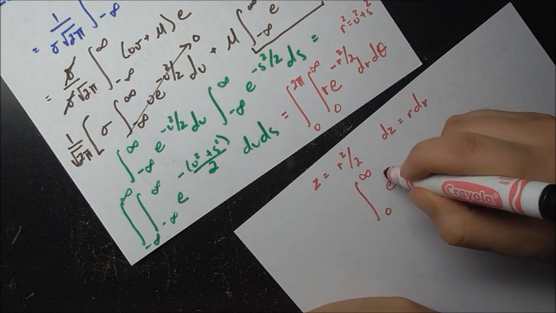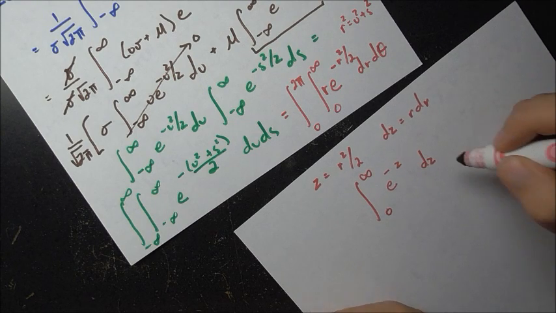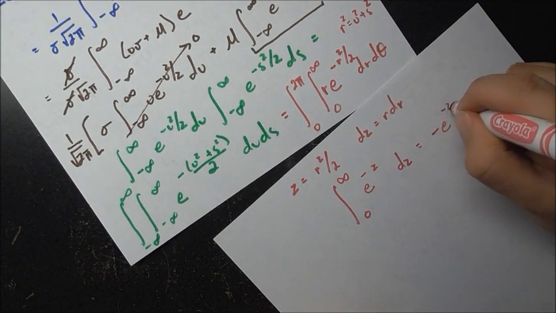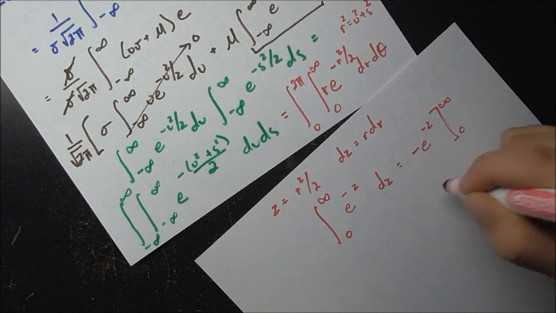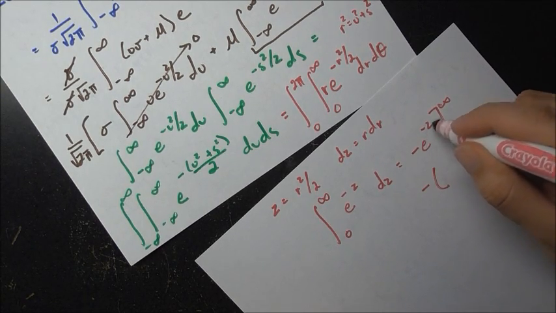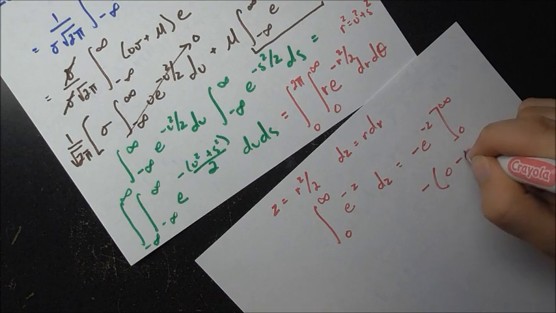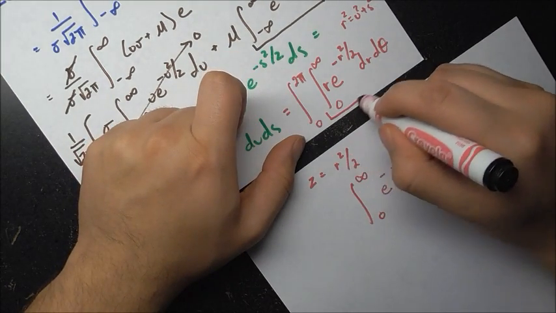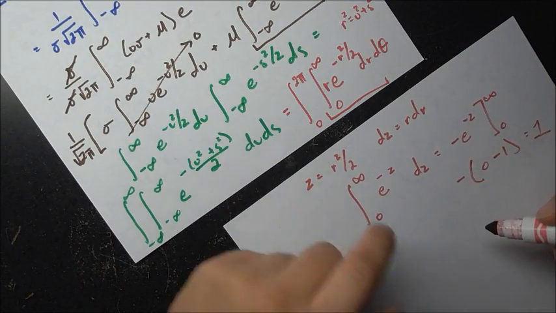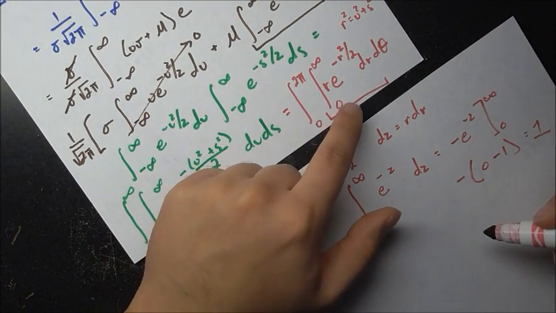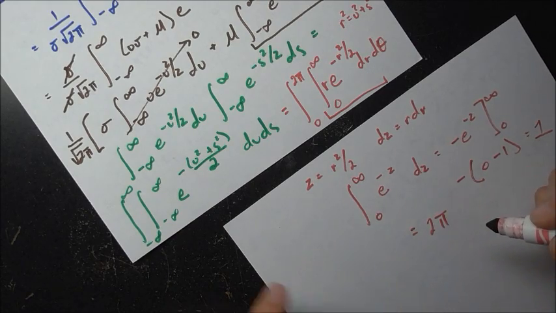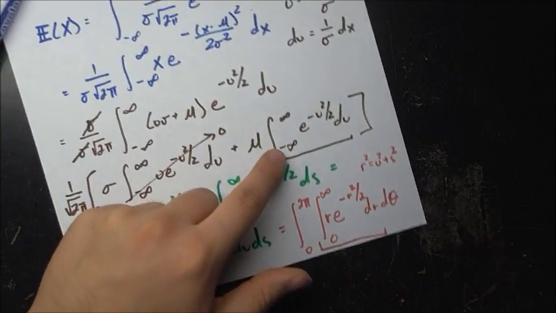This r dr becomes a dz, and here we have e to the minus z. So this is easy to evaluate. It's just negative e to the minus z evaluated from 0 to infinity. When you put in infinity, e to the minus infinity gives 0, minus 1, so this comes out nicely as 1. So this whole inside part is just 1. So really we have the integral from 0 to 2 pi of 1 d theta, which is equal to 2 pi. So we found that this integral, squared, was 2 pi.